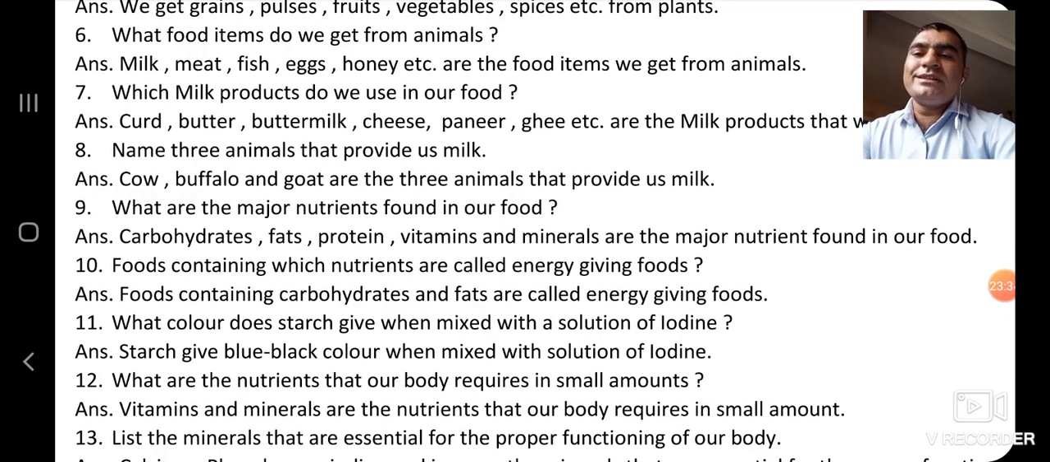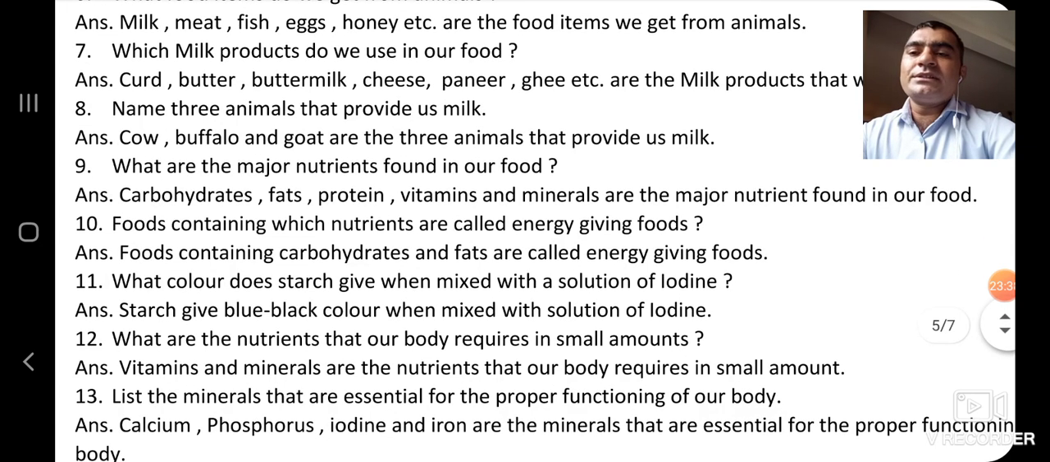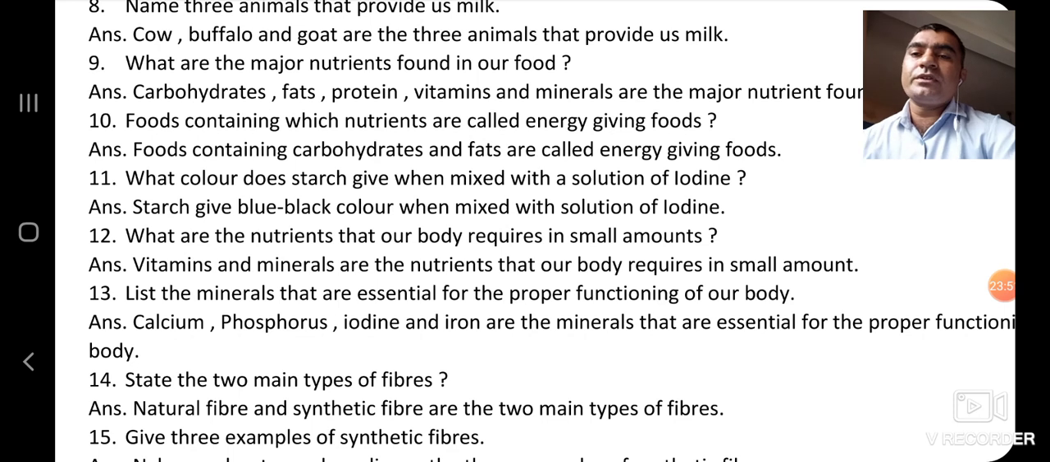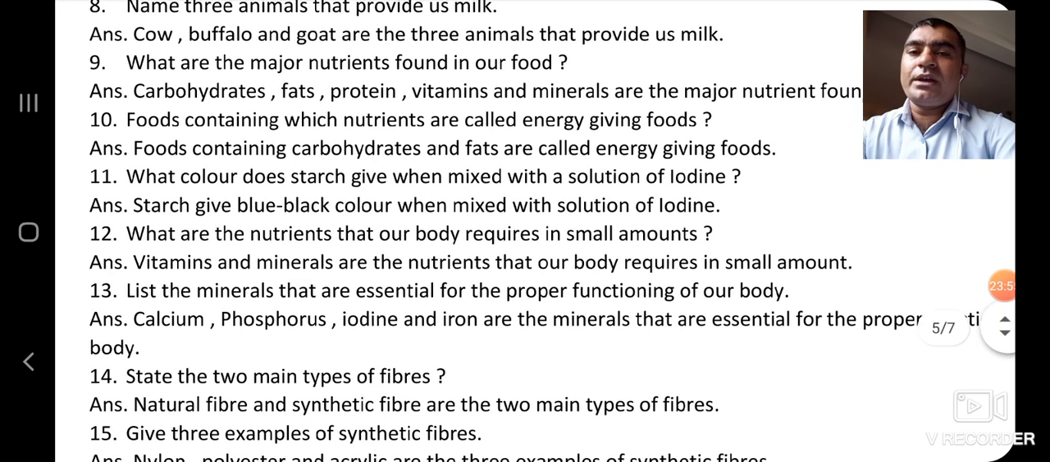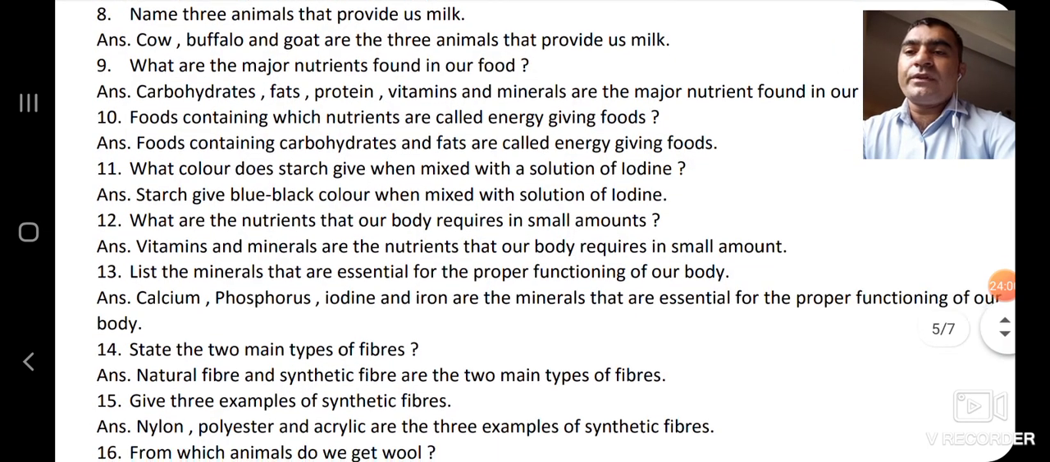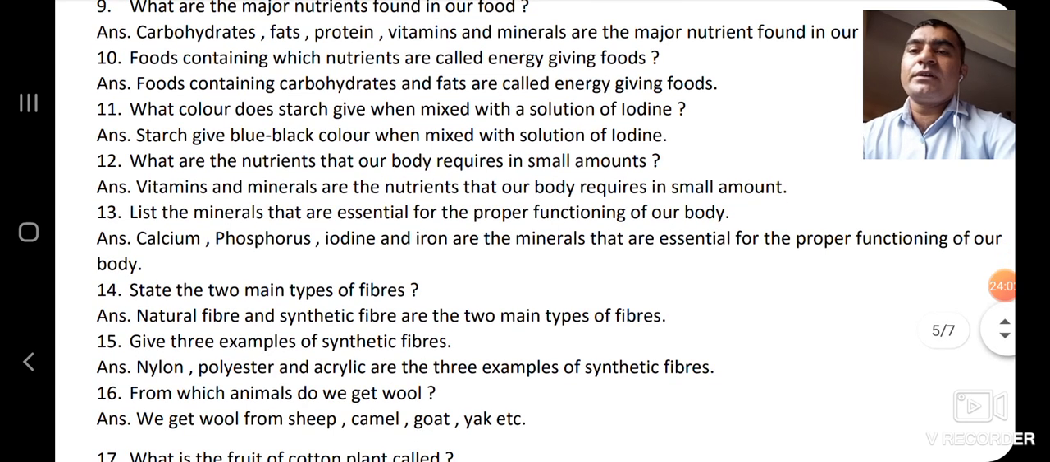The next question is, list the minerals that are essential for the proper functioning of our body. Calcium, phosphorus, iodine and iron are the minerals that are essential for the proper functioning of our body. Calcium, phosphorus, iodine and iron are the minerals, right? And the next question we have is, state the 2 main types of fibers. Natural fibers and synthetic fibers are the 2 main types of fibers. There are 2 fibers, natural and synthetic.